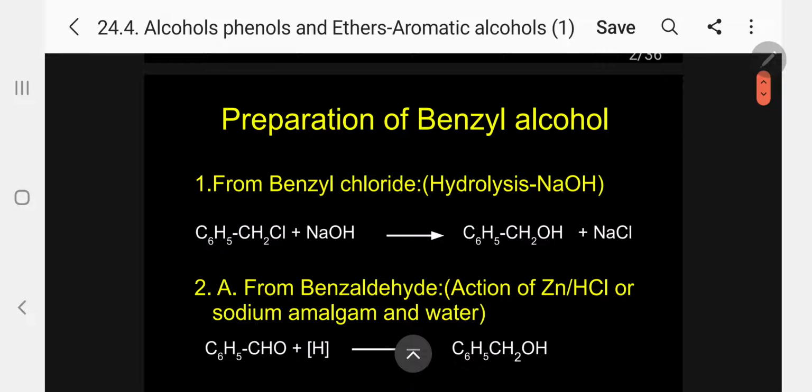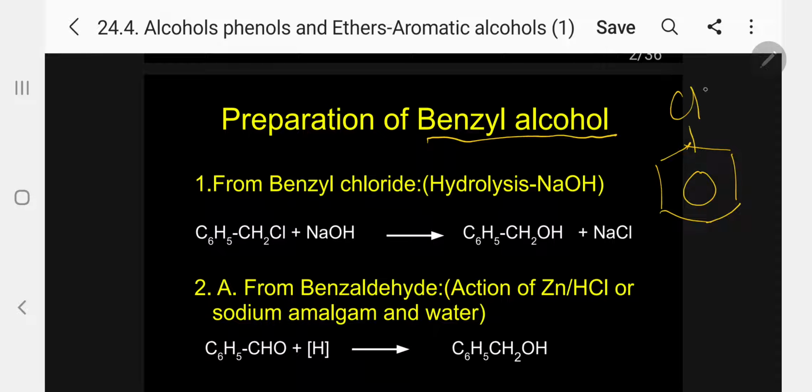First, let me concentrate on benzyl alcohol. Kindly follow. This is an aralkyl alcohol. The structure of this compound is a phenyl group and CH2OH. This is an aralkyl alcohol, benzyl alcohol. So first let me discuss preparation, properties and uses.